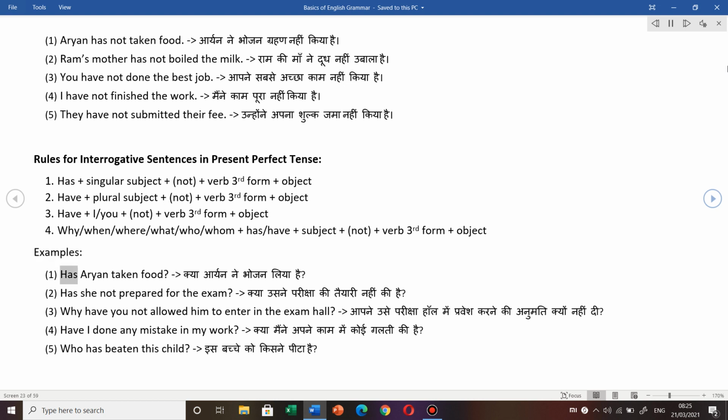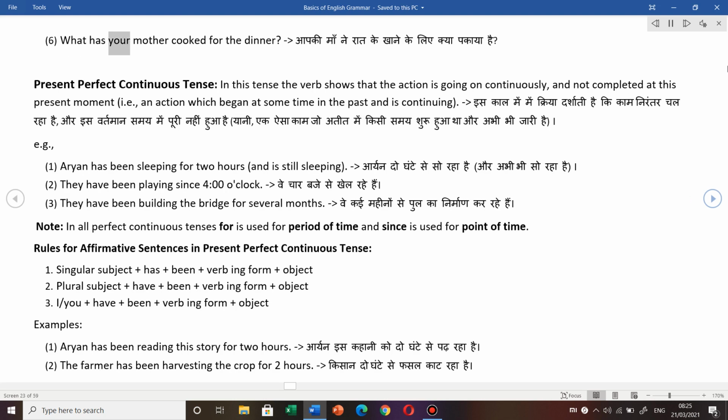Examples. Has Aryan taken food? Has she not prepared for the exam? Why have you not allowed him to enter in the exam hall? Have I done any mistake in my work? Who has beaten this child? What has your mother cooked for the dinner?